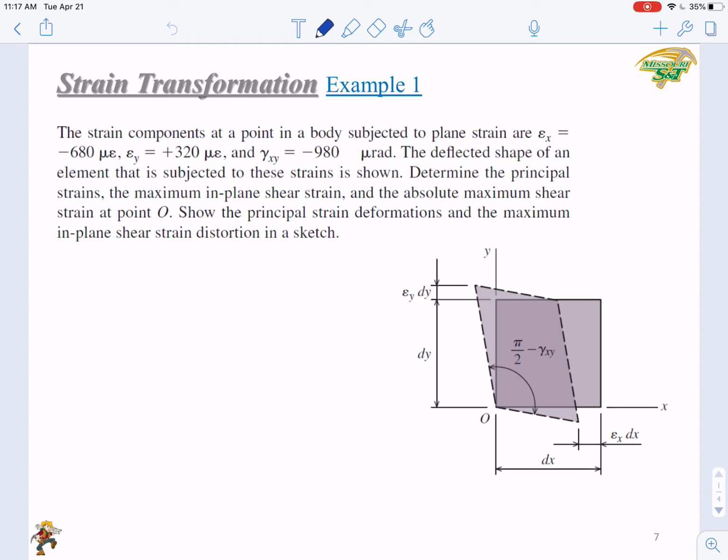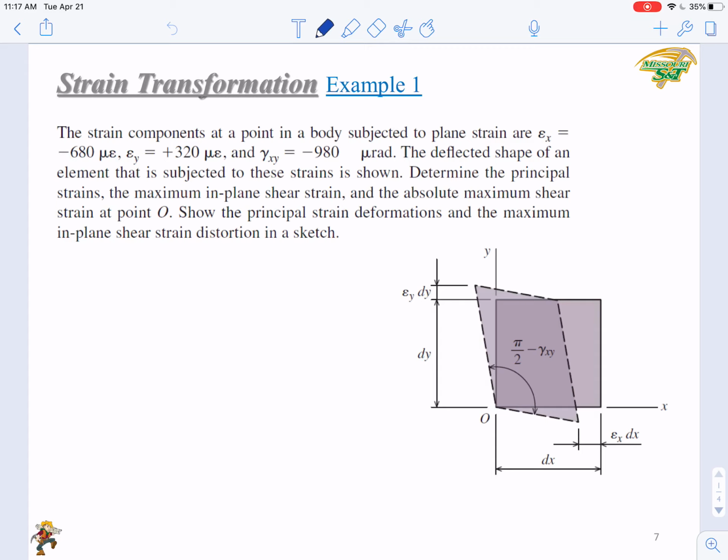Let's look at an example. In this example, the strain components at a point in a body subjected to plane strain are epsilon x is negative 680 microstrain, epsilon y is positive 320 microstrain, and gamma xy is negative 980 microradian. As shown in the sketch, you can see that the angle between x and y becomes larger than 90 degrees, so it's a negative shear strain. The deflected shape of an element that is subjected to these strains is shown here.